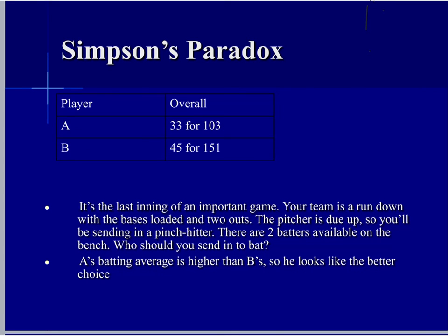So the last thing to talk about for chapter 3 is Simpson's Paradox. Simpson's Paradox is what happens when you take averages and you combine all the data together. And really, it's better to look at things separately. So here are two baseball players, player A and B, and their overall batting percentages or batting proportions.